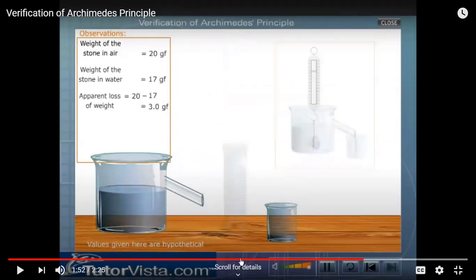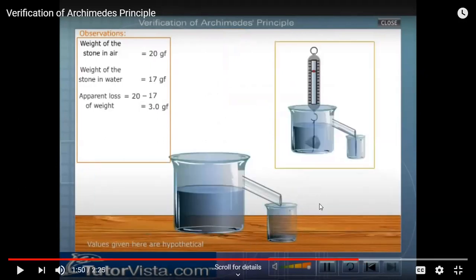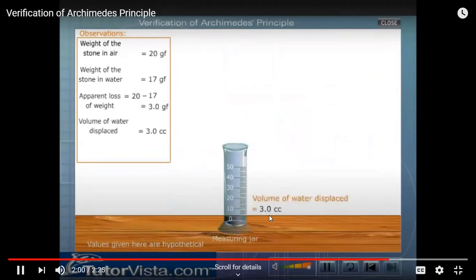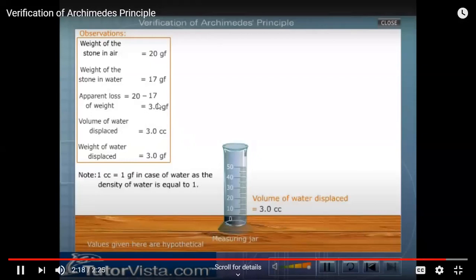So when we placed the stone, connected to a spring balance, some water was displaced and collected. So when we take the weight of this water, we realize that the weight of the water is 3. So 3 is equivalent to the apparent loss of weight. So the water displaced has the same weight as the apparent loss of weight of the stone placed in water.